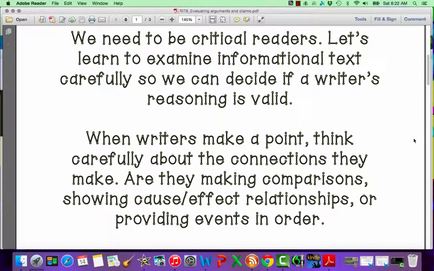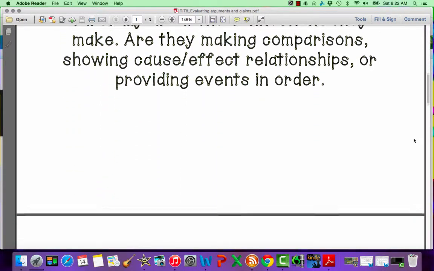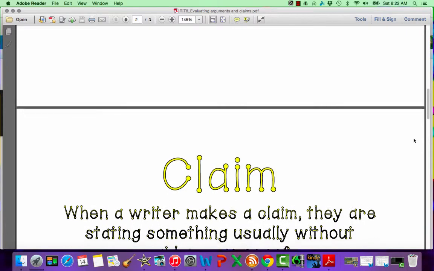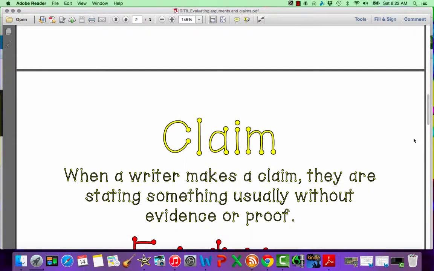When writers make a point, think carefully about the connections they make. Are they making comparisons, showing cause and effect relationships, or providing events in order? It helps if we carefully examine what they're saying. When a writer makes a claim, they are stating something usually without evidence or proof.